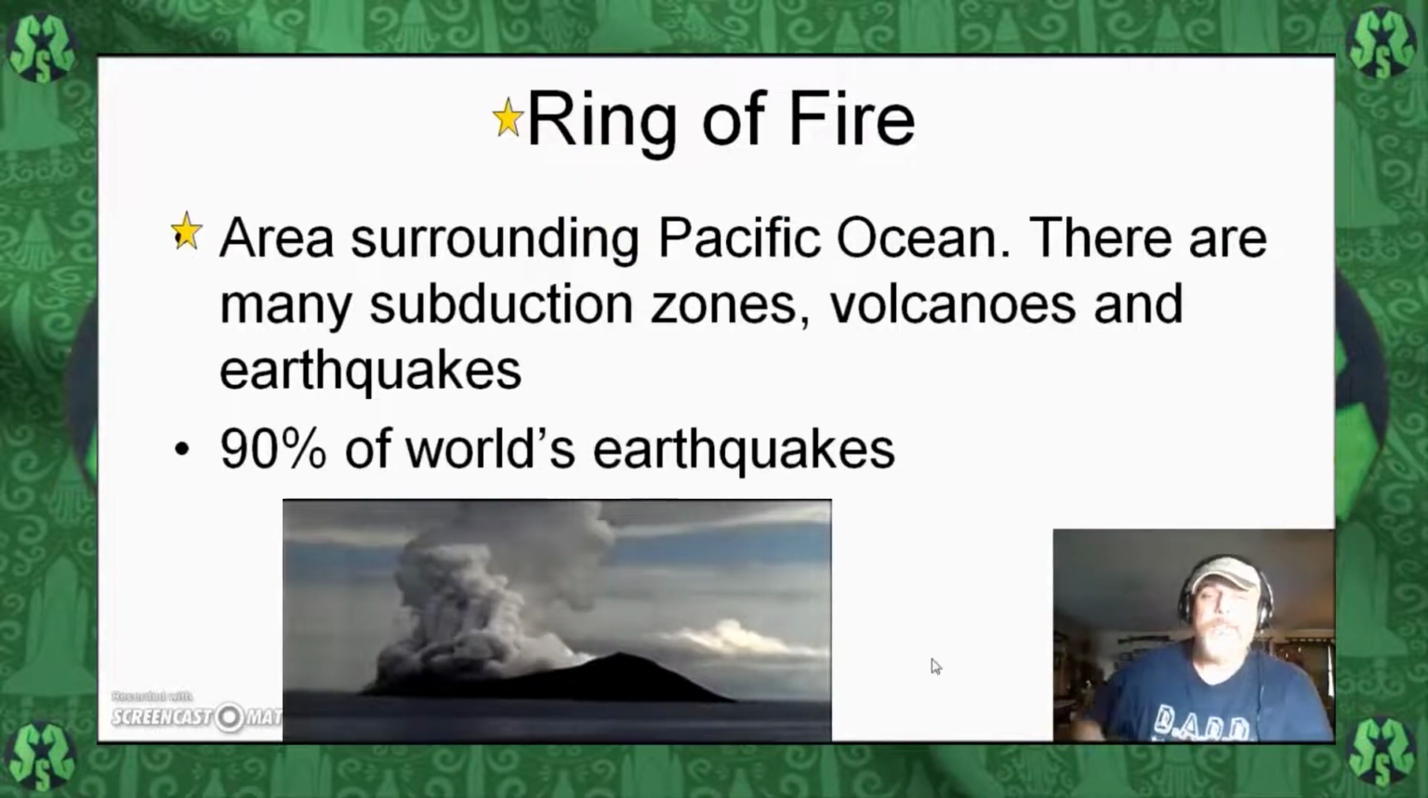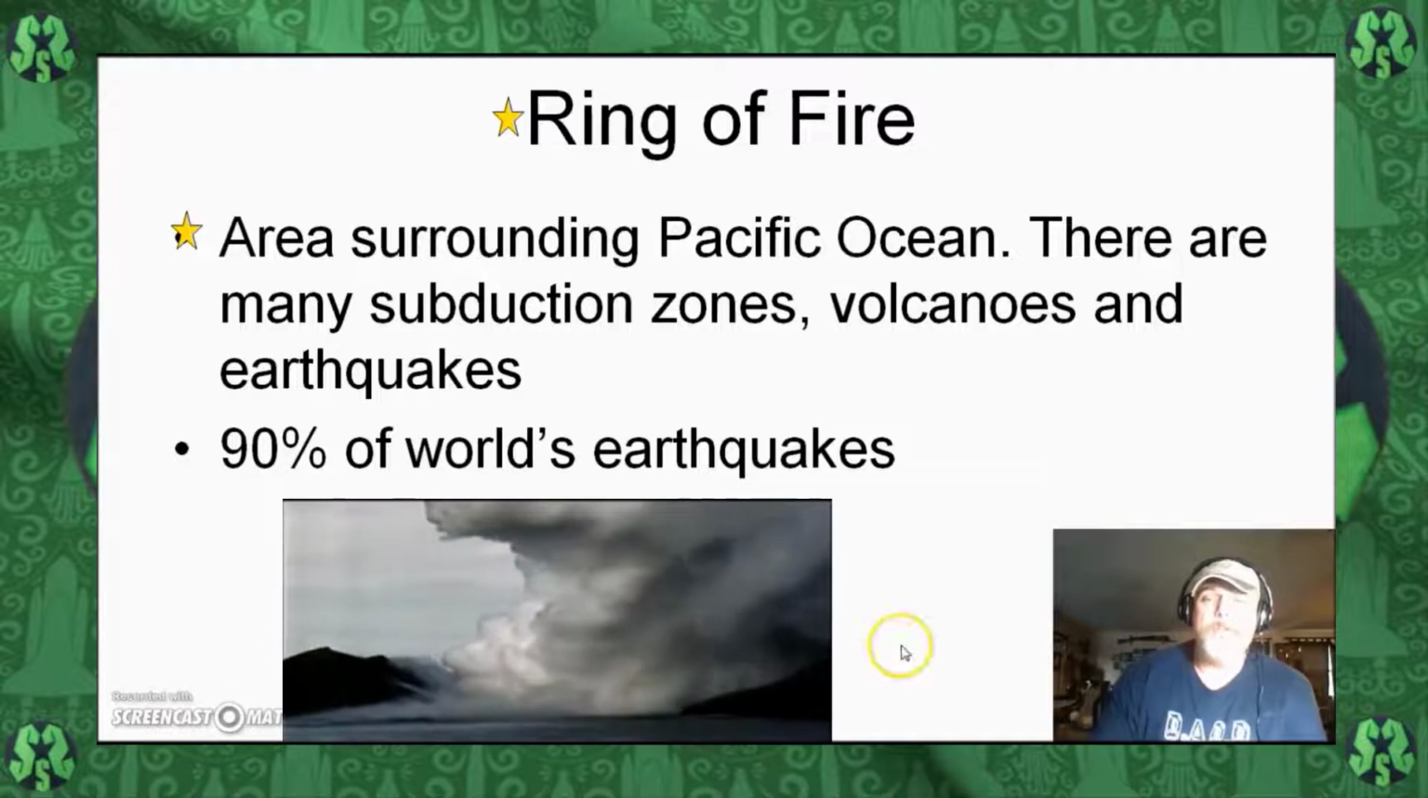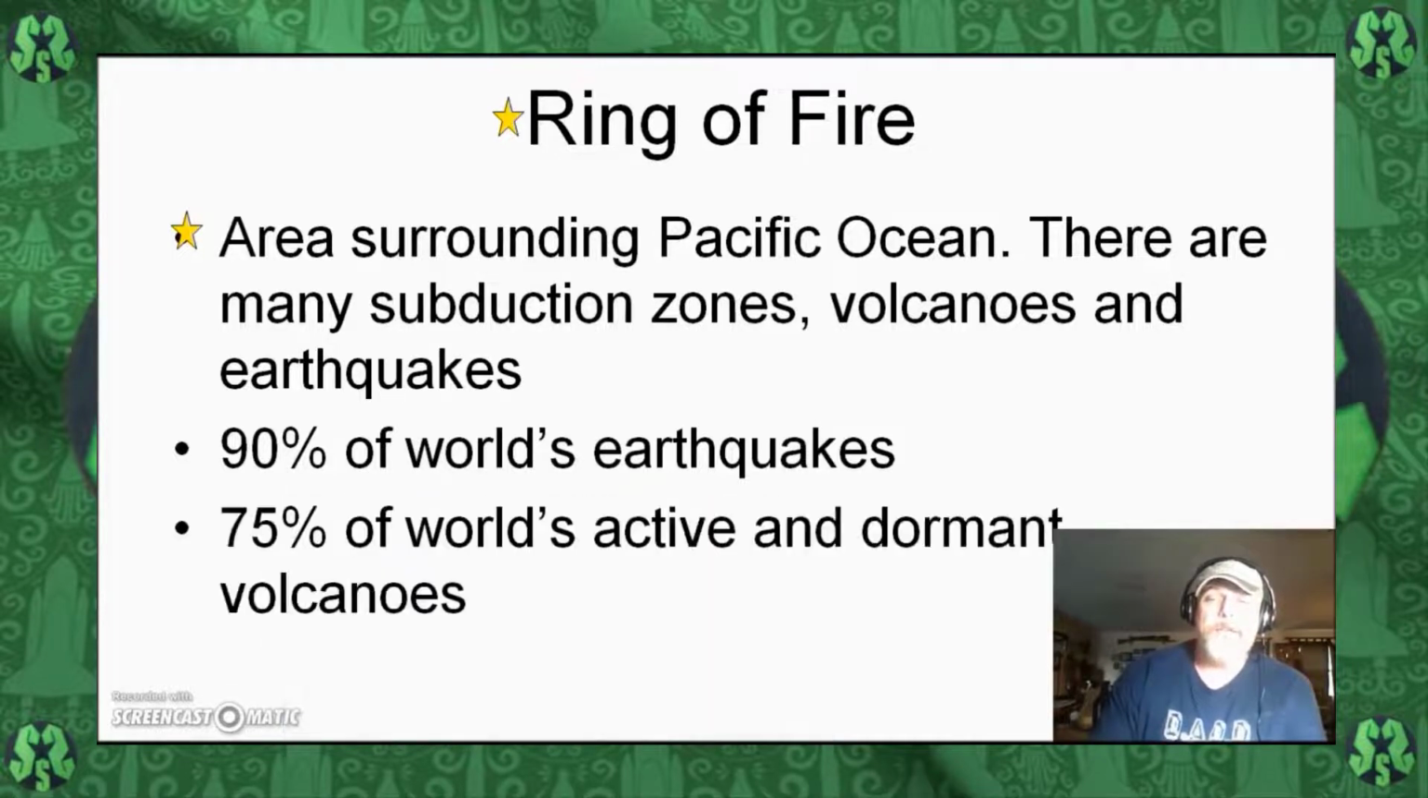The area surrounding the Pacific Ocean, there are many subduction zones, volcanoes, and earthquakes. Just about 90% of the world's earthquakes occur here in this area, and roughly 75% of the world's active and dormant volcanoes will be found at the Ring of Fire.